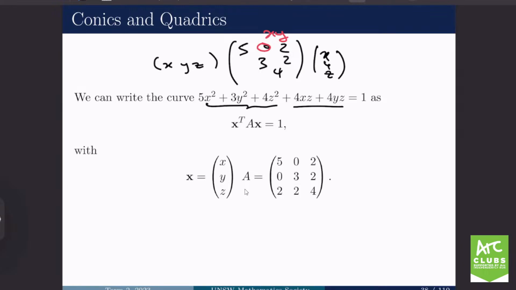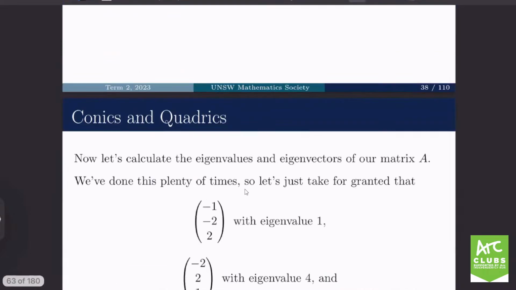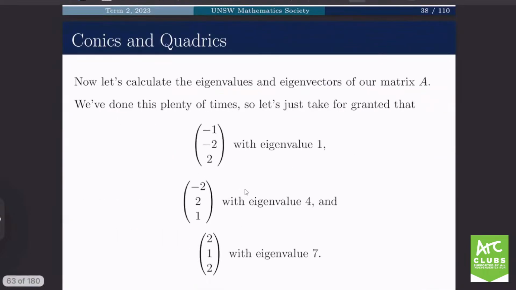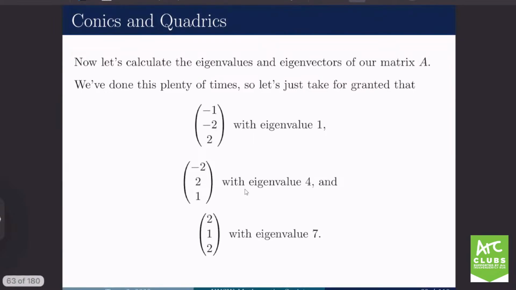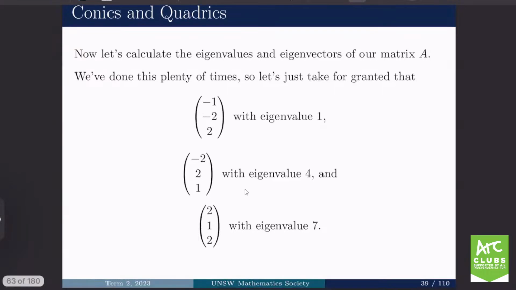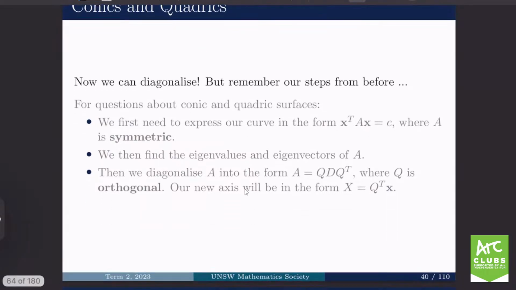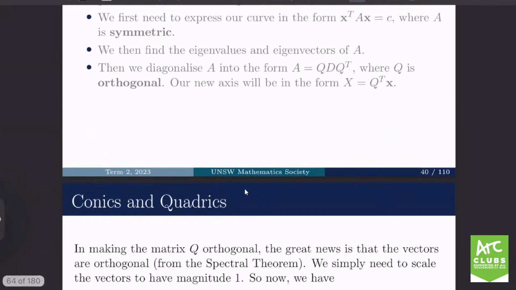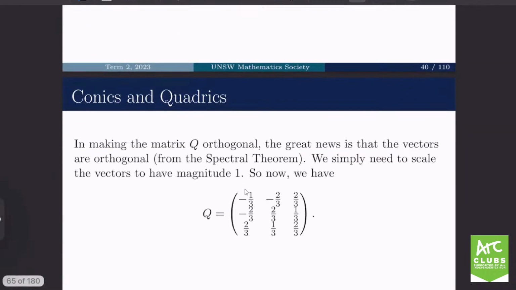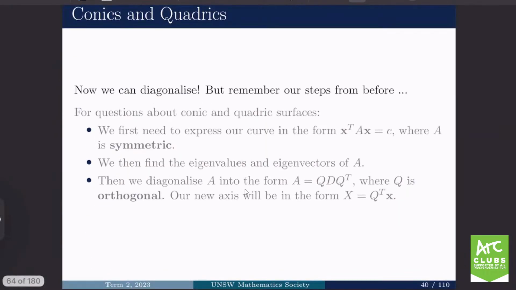Now let's calculate the eigenvectors and eigenvalues. We've done that before already, so we'll take for granted that these are our eigenvectors and eigenvalues. Now what we need to do is diagonalize. To diagonalize it, we're going to say A equals Q D Q transpose, for Q orthogonal.